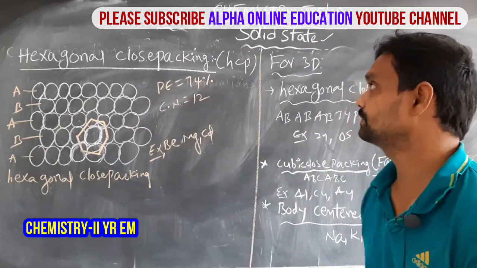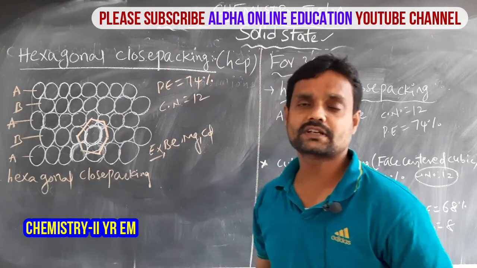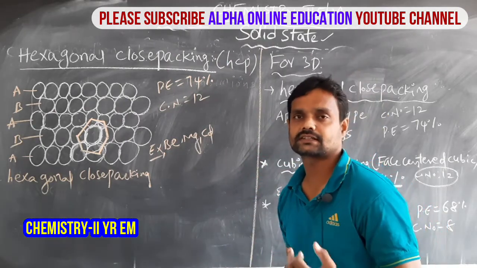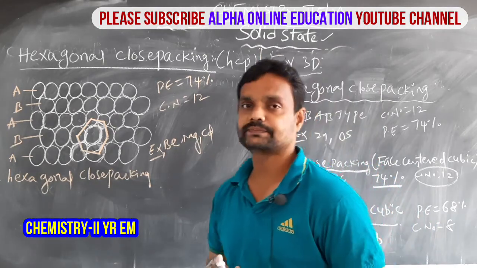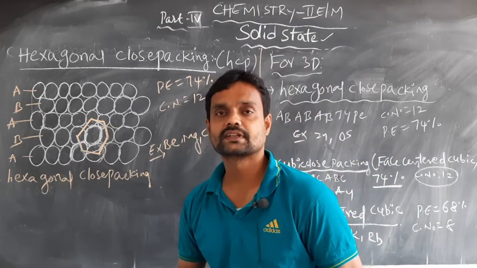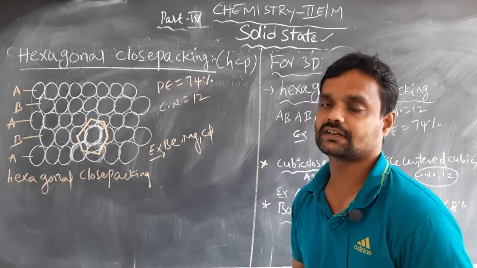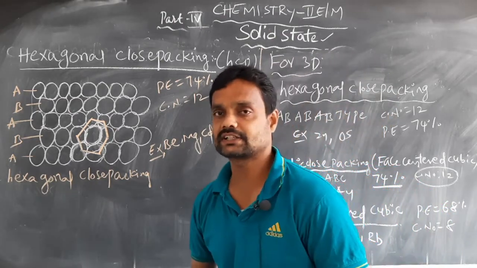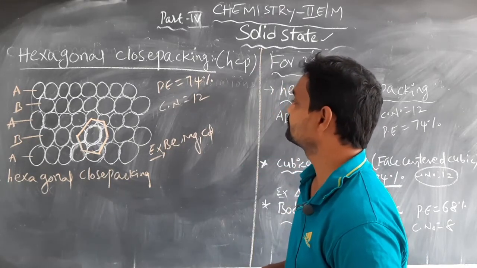So in the previous video, in part 3, we discussed two-dimensional close packing, the square close packing. In this video, we discuss the hexagonal close packing in two dimensions. What do we mean by hexagonal close packing? Let us see.